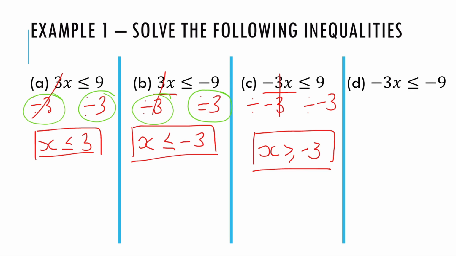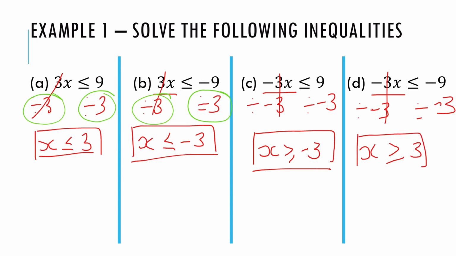In part D, again, it is a negative number multiplying the x. We are having to divide by a negative 3 on each side. So we are going to have to flip that sign. That leaves us with x is now greater than or equal to negative divided by a negative is a positive 3. Okay, so you can notice the difference between A to D depending on whether we are dividing by a negative.